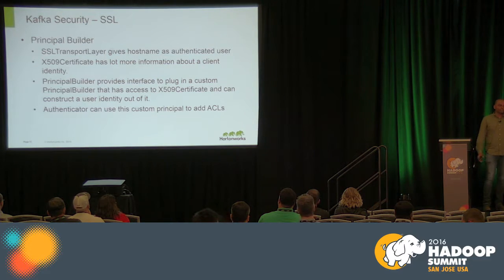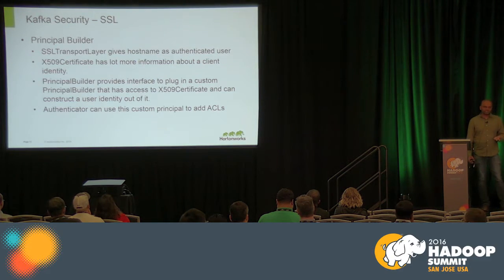Just having a host name wouldn't give much details about which application is connecting. There might be multiple consumers in the same host. You want to give different access controls to different connections. So just having a host name won't help here. So we have a principal builder interface where you can write your own custom principal builder, and we will give you the X509 certificate. You can look into that and establish your own identity. And from then on, Authorizer will take care of how to impose the ACLs on them.